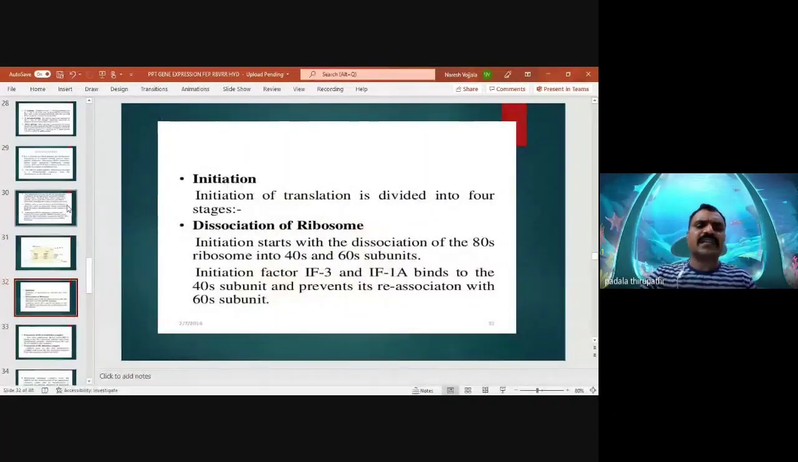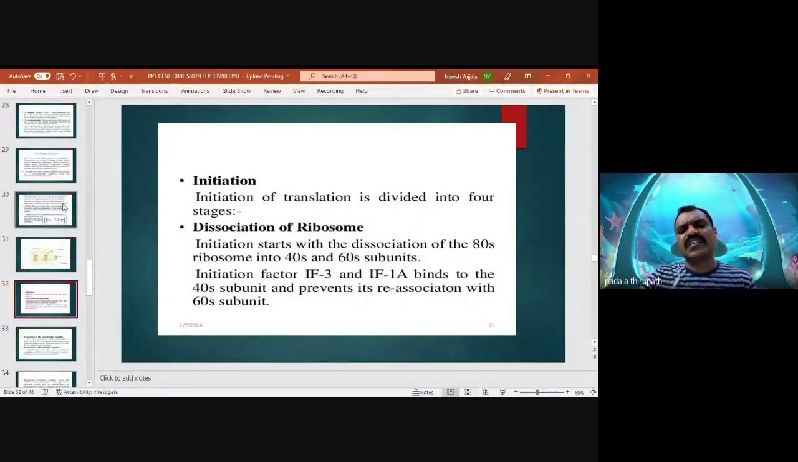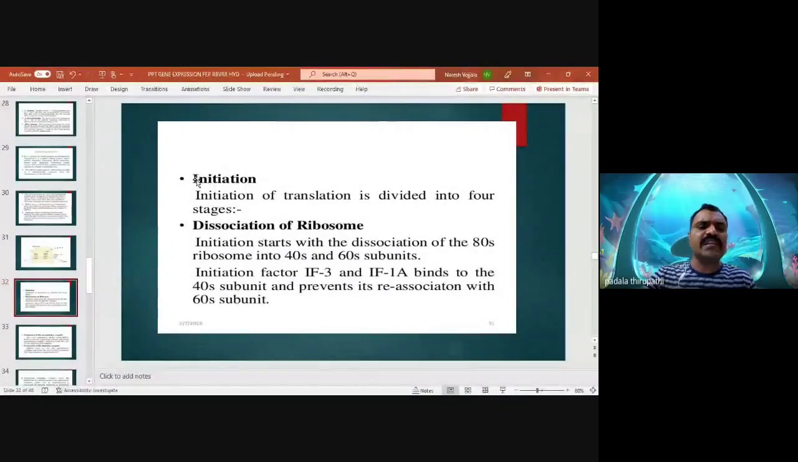Translation is also a process with initiation, elongation, and termination. These are the three different stages we observe in translation. DNA replication also has 3 stages, transcription also has 3 stages, and translation is also divided into 3 stages: initiation, elongation, and termination. Initiation is further divided into 4 stages.